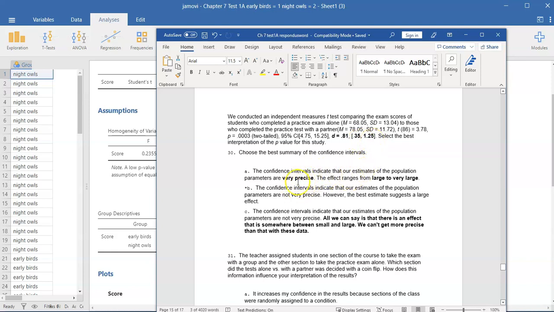And A is wrong because it says it is precise. And then it's also saying that it goes from large to very large. It doesn't. It goes from small to medium to very large.